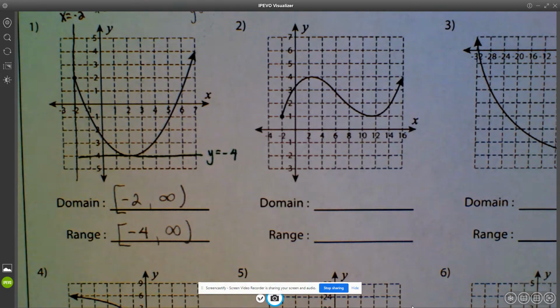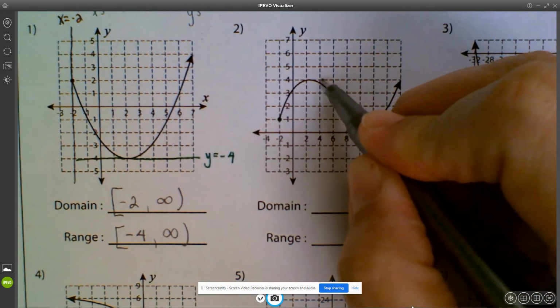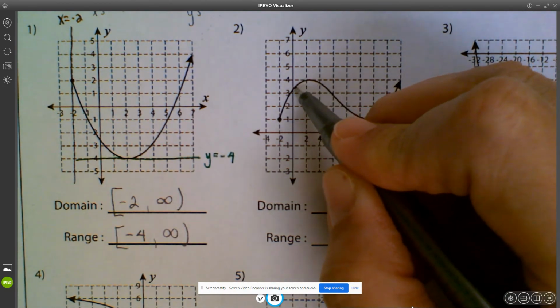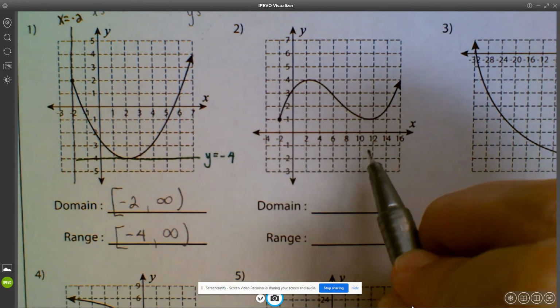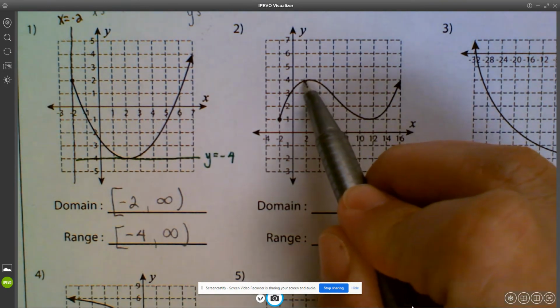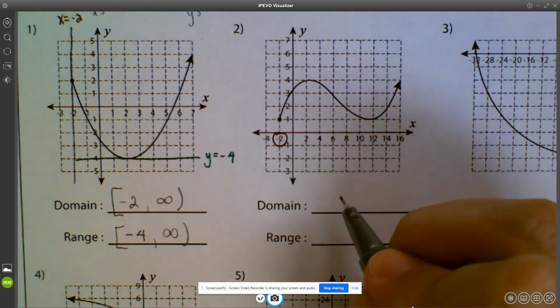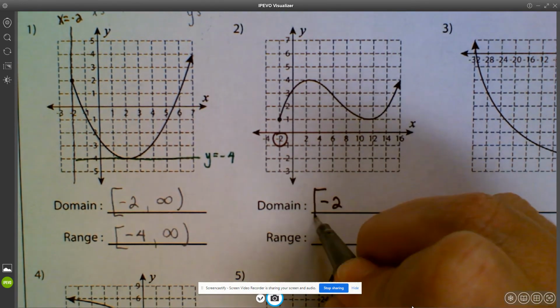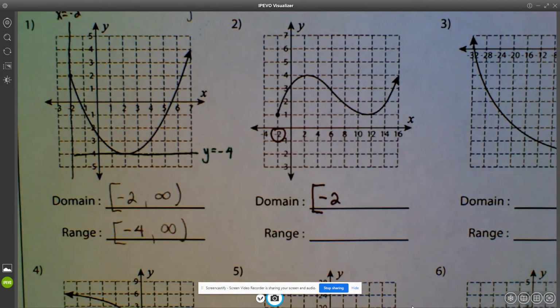Y'all ready? All right, challenge accepted. Let's look at our domain for problem number 2. Okay, how far to the left does this thing go? Pause a second. Notice here, we're numbering by 2s. That almost got me. So we're going to go x equals 6, x equals 4, x equals 2, x equals 0, x equals, there it is, x equals -2. And it's an open circle. No, a closed circle. My bad. Closed circle on -2. So we're going to use a bracket.